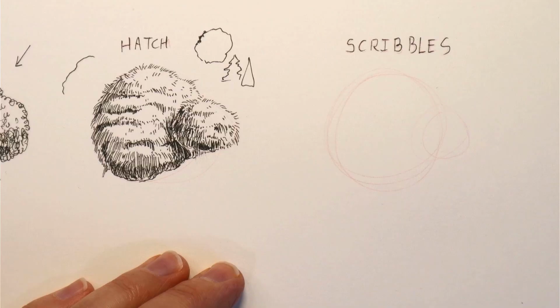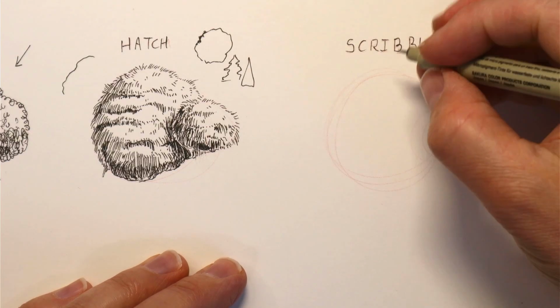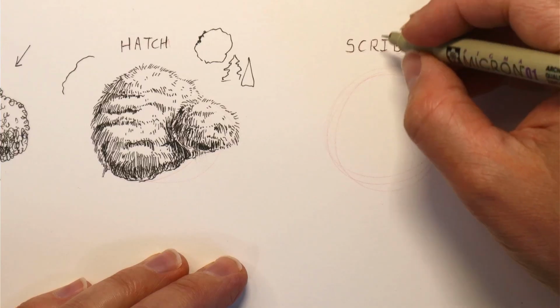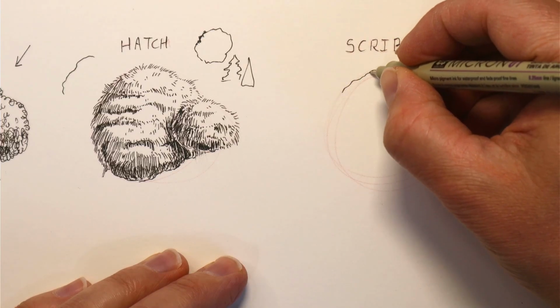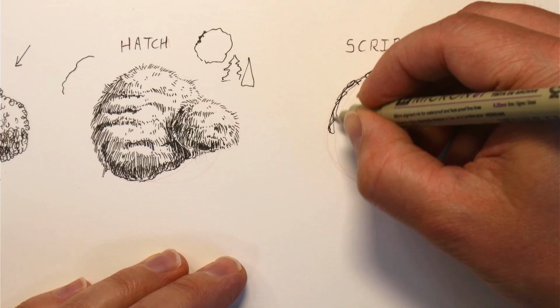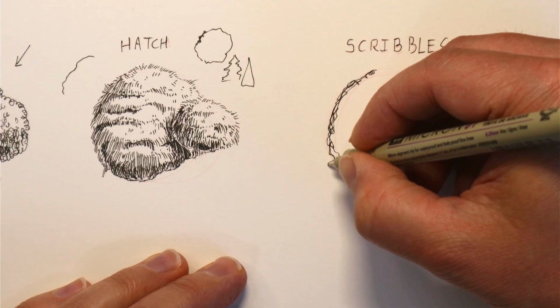So on this one, we are quite literally just going to scribble this in. This is going to create a very different texture. It might be something that you don't like. It might be something that you like a lot. And there are probably trees where it's going to work really well and others where it's not.